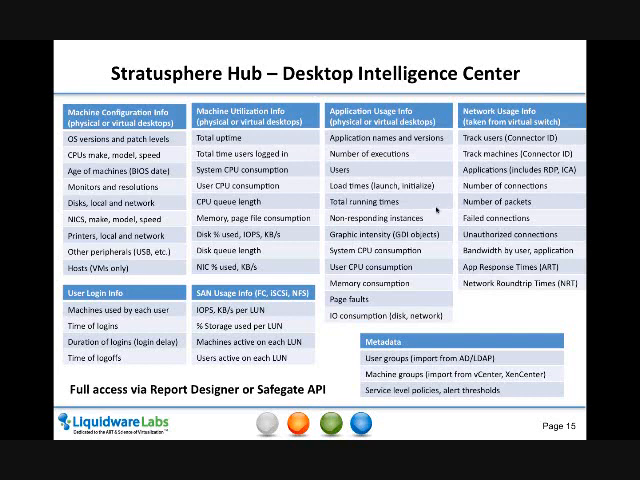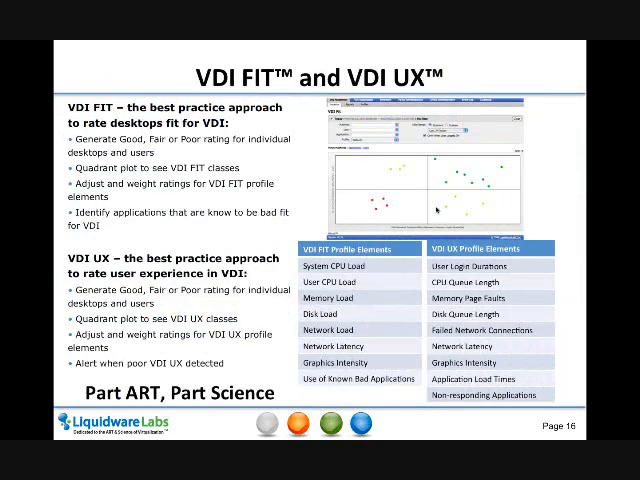So all of these measurements are great, but we wanted to help out a little bit more, so we came up with some composite metrics, and we call these VDI Fit and VDI UX. These two are baked into the platform. They are intended to help you if you're thinking about desktop virtualization, or if you've started virtualizing desktops, to assist with mathematically understanding what that user's experience is.